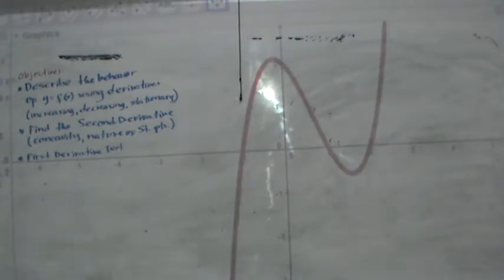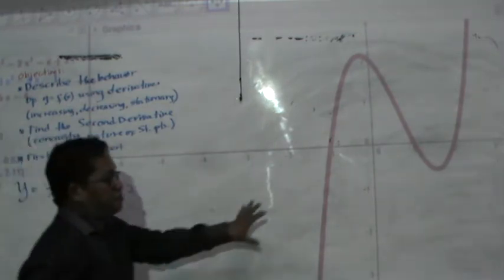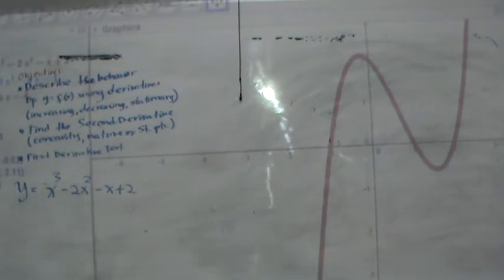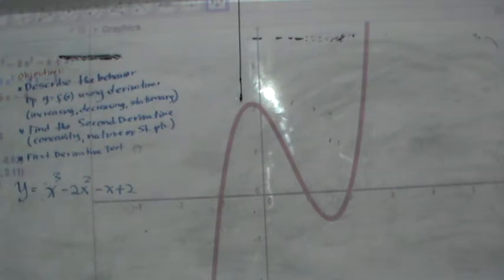I gave you this in your mathematical investigation. Suppose that you have y is equal to x cubed minus 2x squared minus x plus 2. If you remember the mathematical investigation, I gave you this function and then I asked you to draw it. So this is the graph of that. So that is the graph of the function.